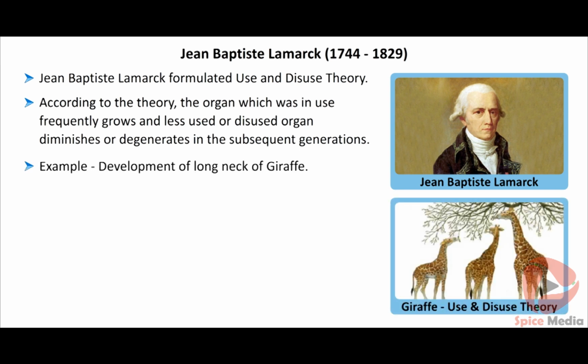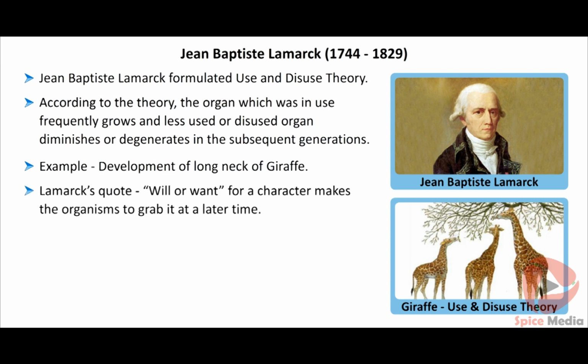Lamarck cited the development of the long neck of the giraffe as an example for the use and disuse theory. Initially, giraffes had a short neck, but they were forced to stretch their neck and legs to reach the leaves of tall trees. This action continued over a period of time, which resulted in long neck and legs in giraffes. Lamarck quoted that the will or want for a character makes organisms acquire it at a later time.